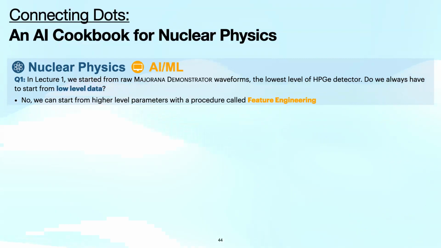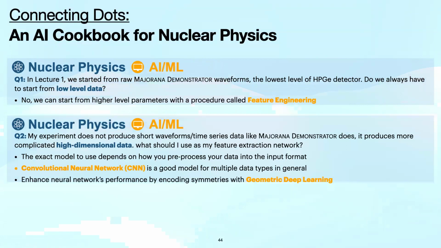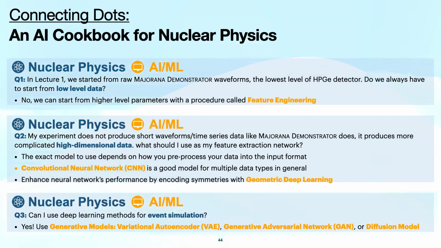First, I discussed how to analyze high level data. You can do feature engineering and use a BDT or SVM to directly analyze those higher level data. The second is, what if your data is high dimensional, more complicated than this kind of time series data? In this case, it depends on how you pre-process your data into different kinds of input formats. Also, a convolutional neural network is in general a good model you can use to analyze your data. And lastly, you can perform what we call geometric deep learning to gain additional performance from your machine learning model.